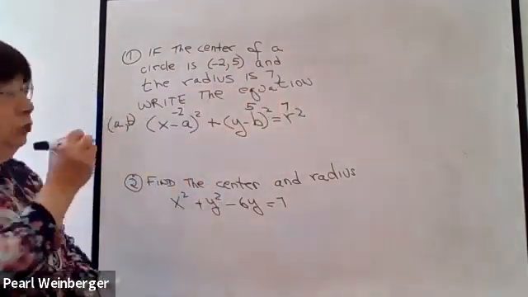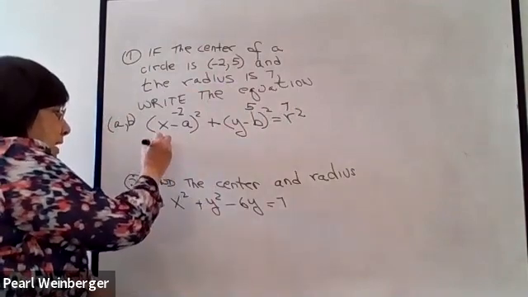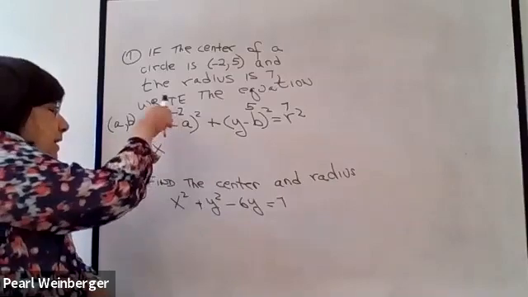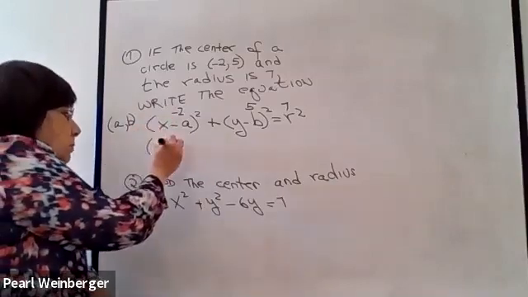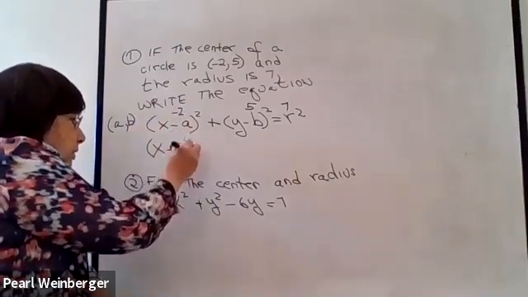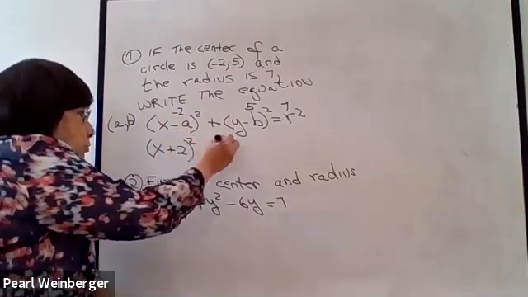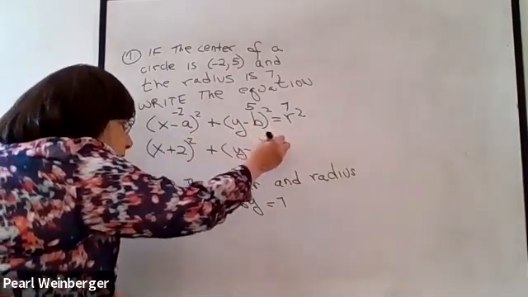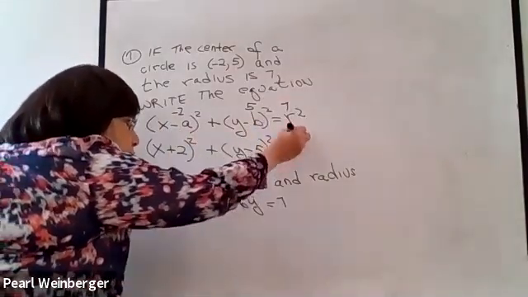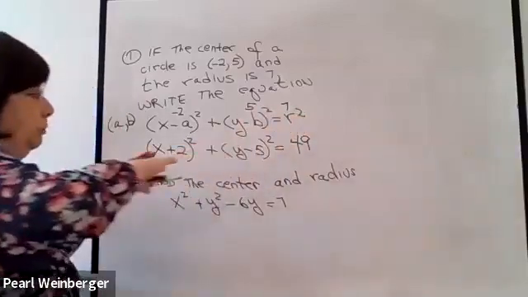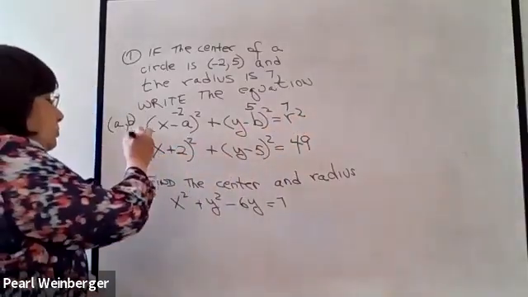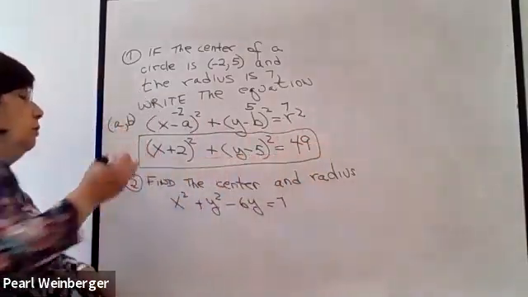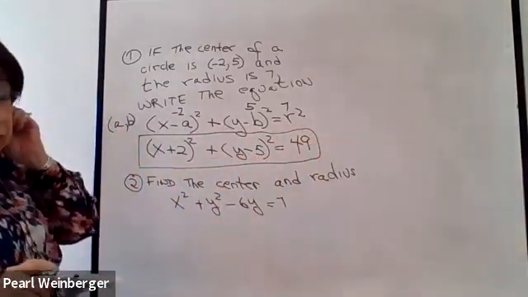So if I were going to write this equation, it would be x. Now I don't write x minus -2, it becomes x plus 2 squared plus y minus 5 squared equals 7 squared, which is 49. And you don't have to remove the parentheses. You could leave your answer just like this. This would be the equation of your circle.